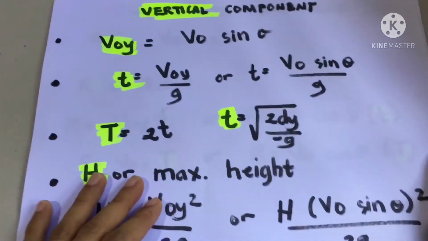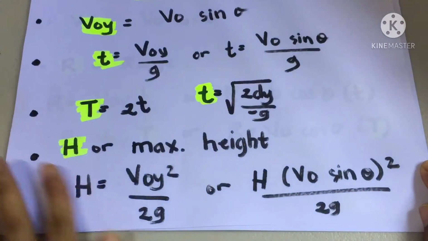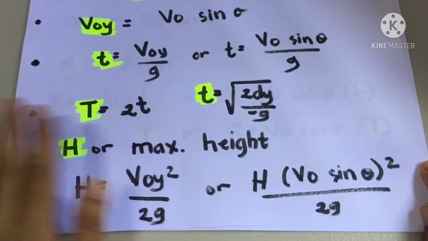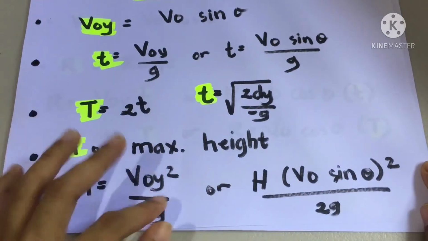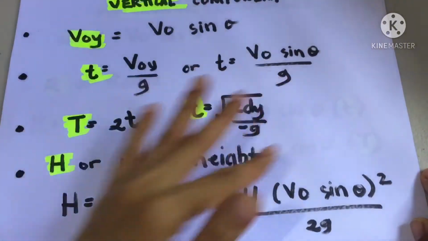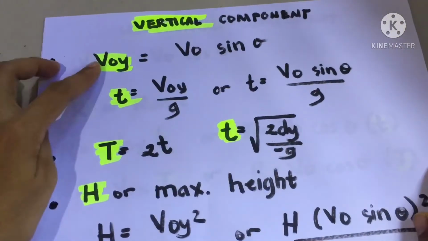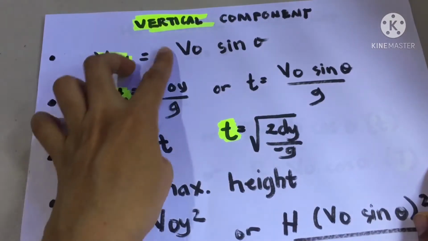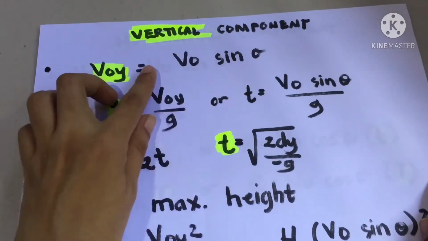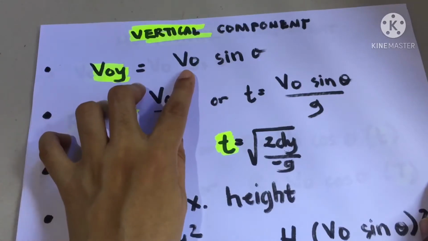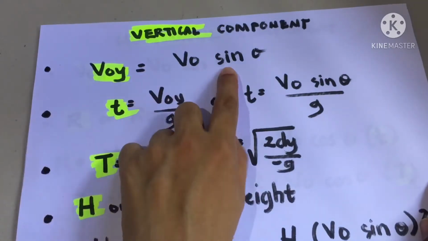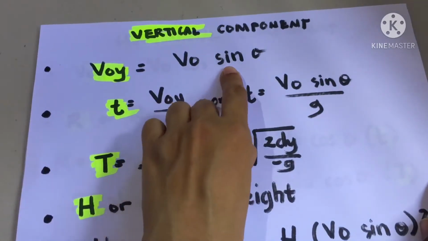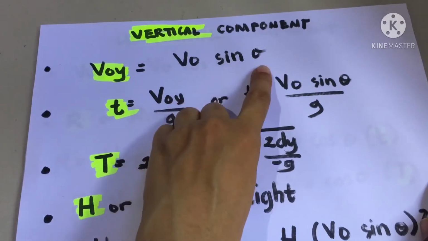Now, I will go straight to summarizing these formulas. This will serve as our formula card. That means they are all already derived. Now, try to observe our highlighted variables. When we say VOY, why Y? It's because it is the vertical component. VO is our initial velocity, and then this is the sine, a trigonometric function. And this is an angle.